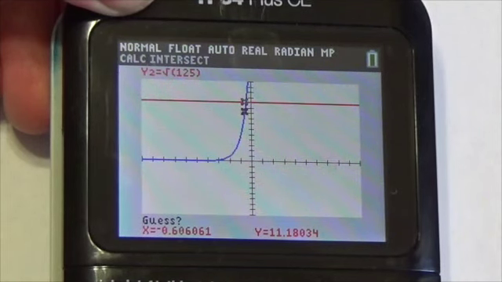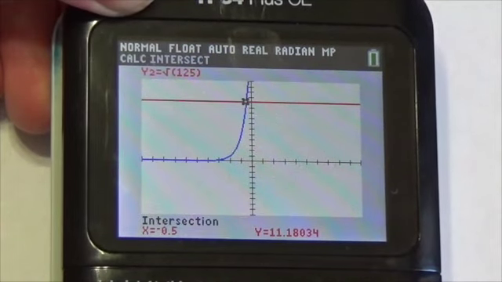Press enter for yes. And the calculator's going to ask you for a guess. The guess is basically just the calculator's way of trying to get to the answer faster. So just press enter, doesn't matter. And then there we go. X is equal to negative 0.5.